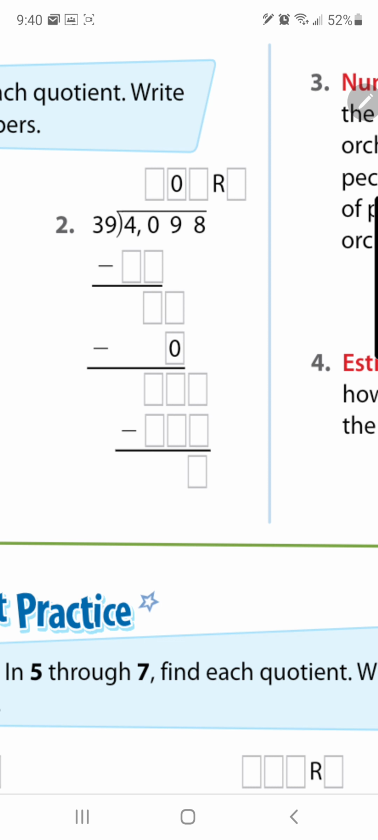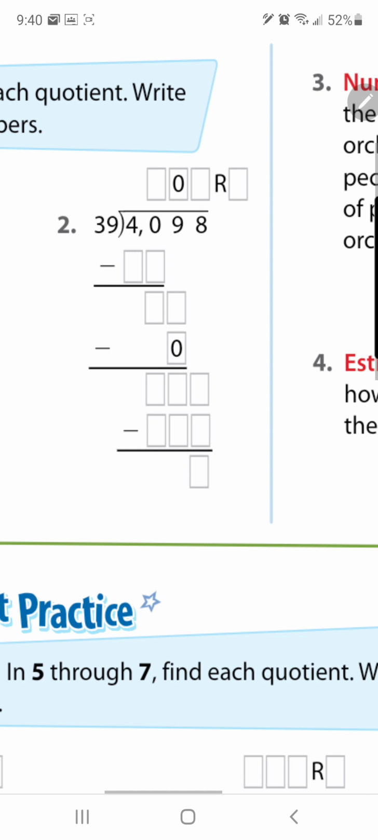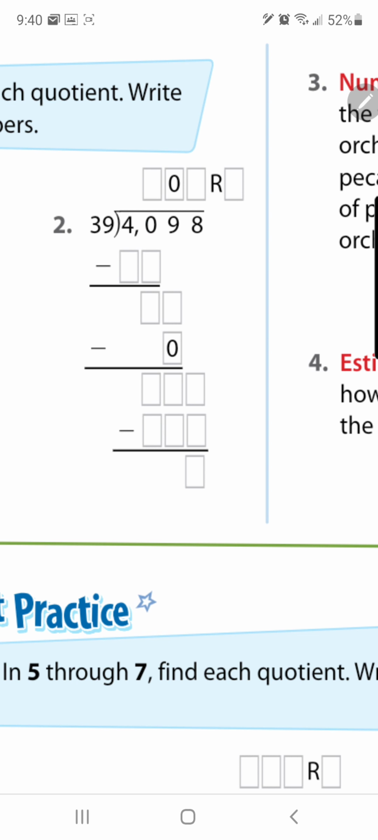So we start off with, how many groups of 39 can you make with 40? And in this case, you can make 1. Put that 1 over the 0 because you're dividing the 40, right, by 39. So 1 times 39 is 39. Find the difference and you get 1. Okay, bring down your 9. How many groups of 39 can you make with 19? Well, in this case, I can't. That's why we have that 0 right there at the top, right? 0 times 39 is 0, which is right there. 19 minus 0 is 19.